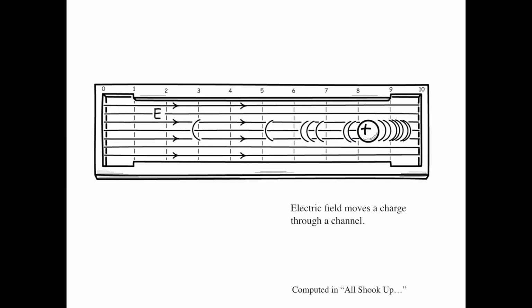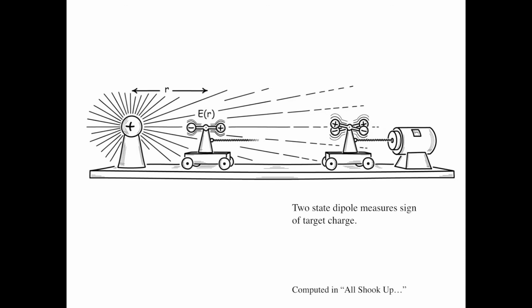The case of the bead on the wire illustrates the basic processes at play. However, it is very, very simple. I have calculated more complicated cases elsewhere in a paper that I'll cite shortly. One process involves using an electric field to move a charge through a channel from one end to another. The second process uses a two-state electric dipole to measure the sign of the charge of some target state.